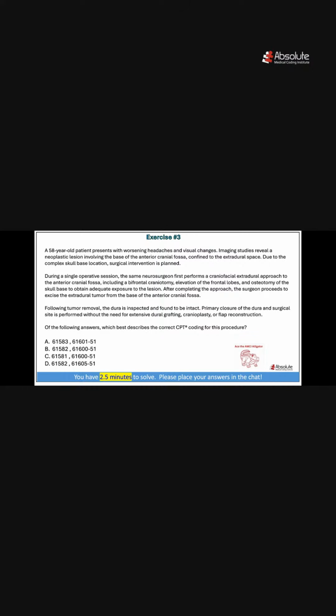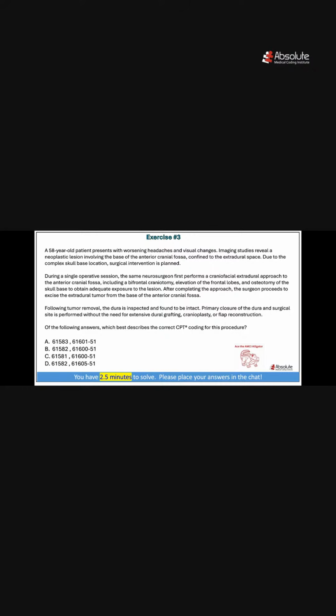A 58-year-old patient presents with a worsening headache and visual changes. Imaging studies reveal a neoplastic lesion involving the base of the anterior cranial fossa confined to the extradural space. Due to the complex skull base location, surgical intervention is planned during a single operative session. The same surgeon, a neurosurgeon, first performs a craniofacial extradural approach to the anterior cranial fossa, including bifrontal craniotomy, elevation of the frontal lobes, and osteotomy of the skull base to obtain adequate exposure to the lesion.